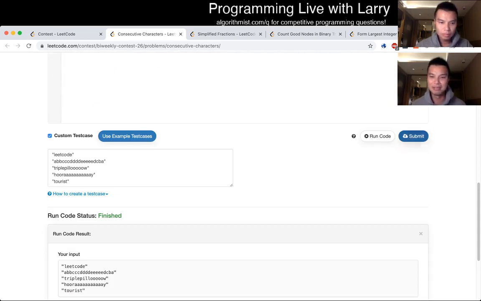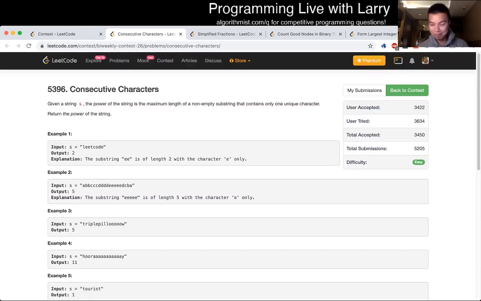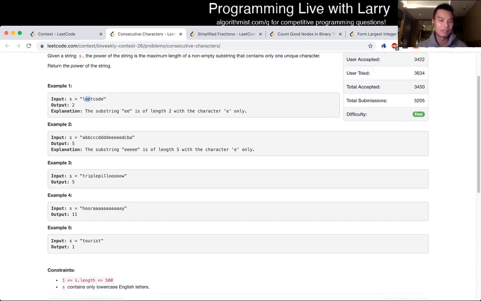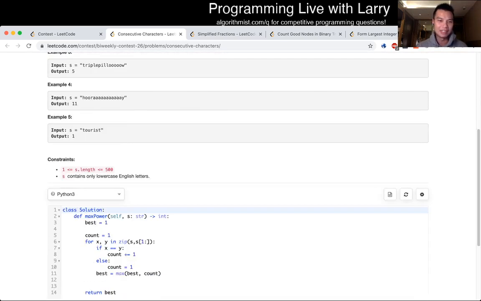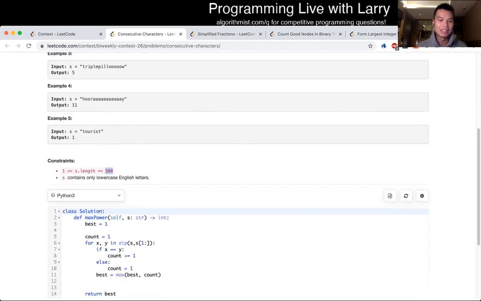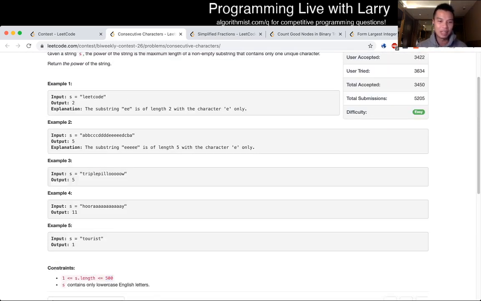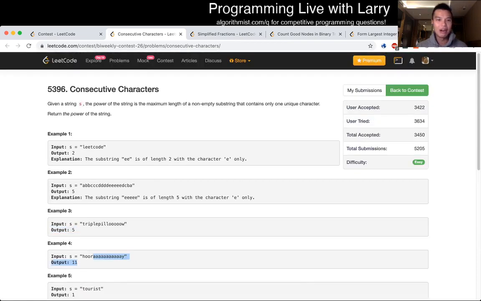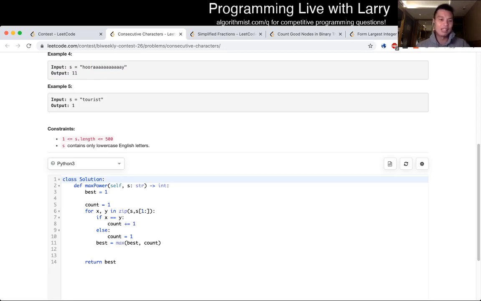I was so careful. Consecutive characters, for this one, it's pretty straightforward. It's just counting the max number of consecutive characters. You could do this in a number of ways, but as long as you keep it linear, and you don't even have to keep it linear, it seems like. Just check to see how many adjacent characters are together, and take the max of that, and there you go.